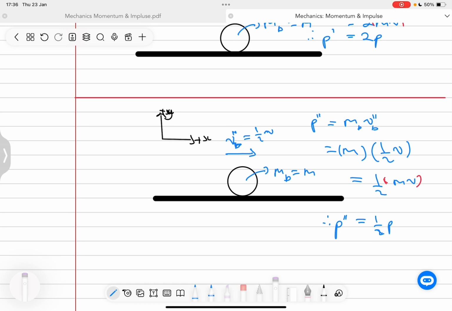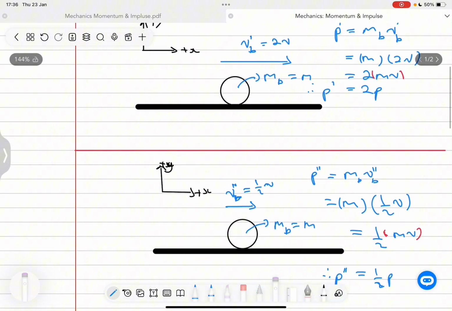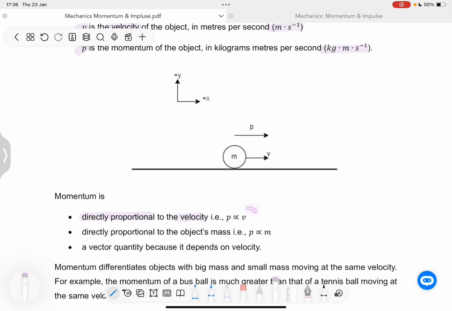So this will be true with different ratios. This can be 1 over 4, it can be 3 over 4. Also here you have to have 1 over 4 or 3 over 4. This can be 4v, also this will be 4p, it can be 10v, also this will be 10p, in that order. So you have to see that direct proportion relationship. That is the first property that we have to see with momentum. Momentum is directly proportional to the velocity.